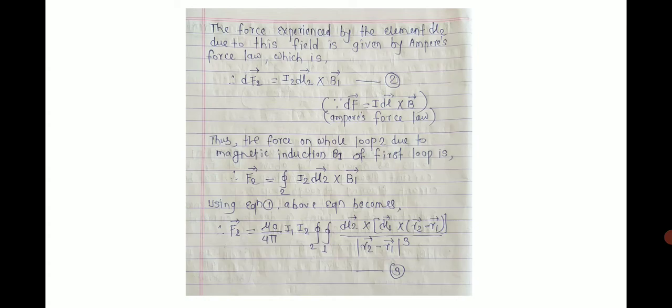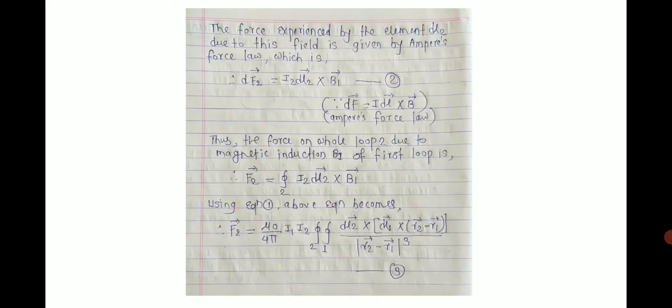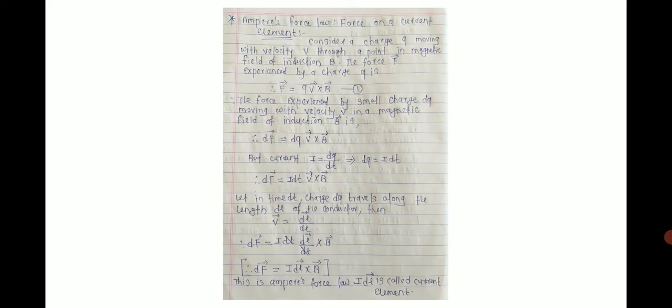Next, the force experienced by the element dl2, which is the small length element in current loop 2. The force experienced by dl2 due to this field is given by Ampere force law. We calculate the magnetic induction at point Q due to the entire loop, that is B1, but that dl2 experiences a force because of that magnetic induction, and we calculate that force by using the Ampere force law, dF is equal to I dl cross B.